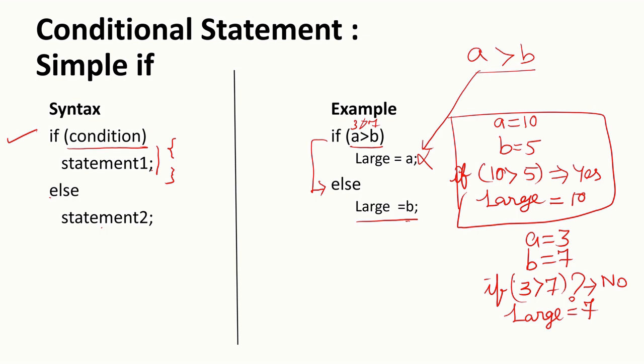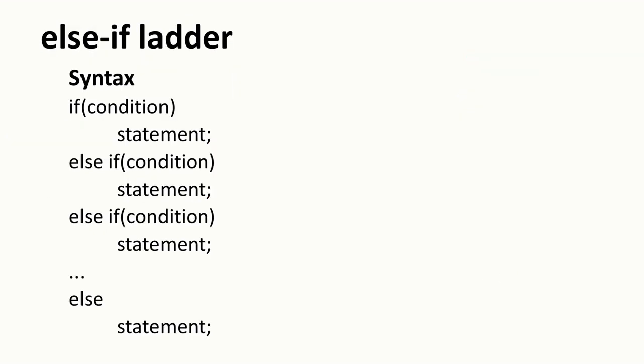But if you have a sequence of conditions, a lot of conditions to check, in that case we use an else if ladder. So after else, we use an if statement. If you combine like this, we call it an else if ladder. The syntax is: if condition, statement 1. Else if this condition is not true, then we check for the second condition. This is condition 2, else if condition true, statement 2.